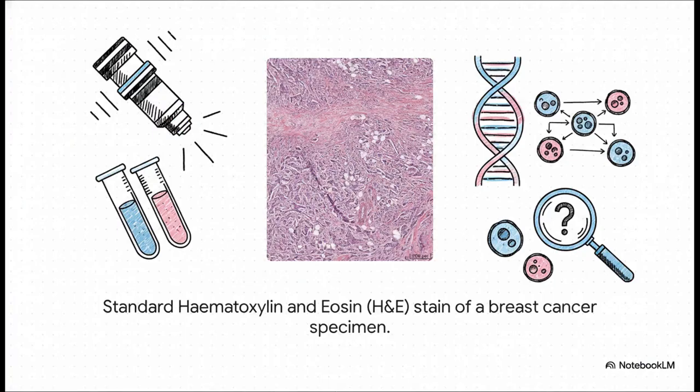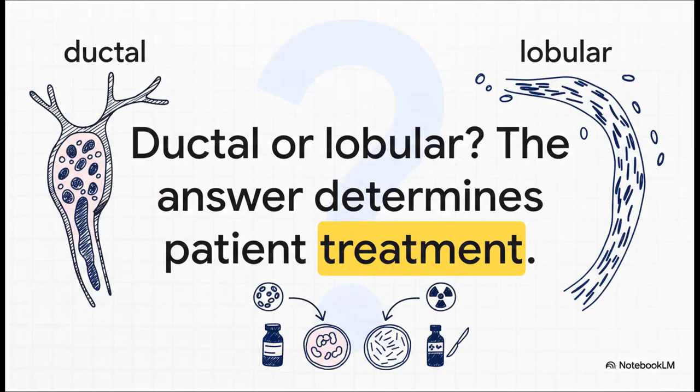So take a look at this. What you're seeing here is a breast cancer sample stained with something called hematoxylin and eosin, or H&E. This stain is the absolute cornerstone of pathology. It's fantastic for showing us the basic structure and, yep, confirming that cancer is present. But, and this is a huge but, it tells us that it's cancer, not what kind of cancer. And believe me, that distinction is everything.